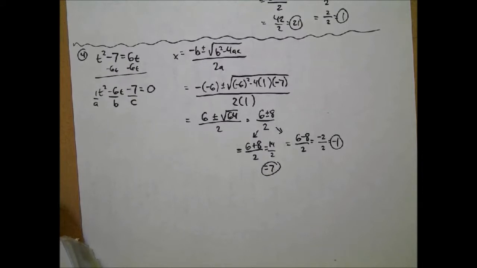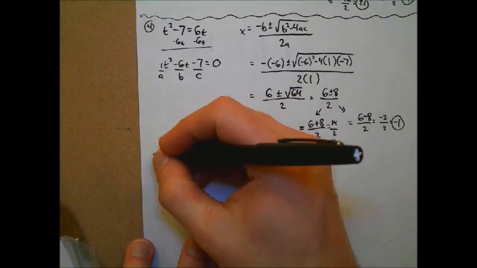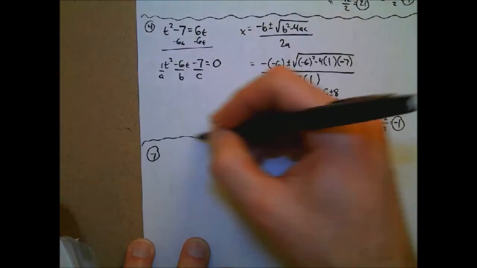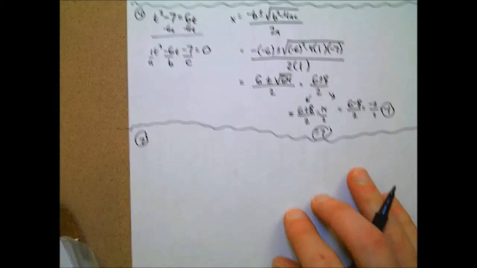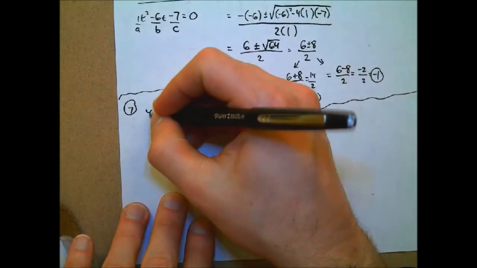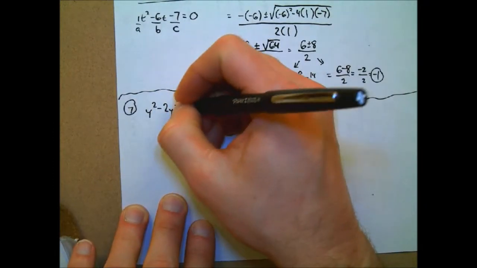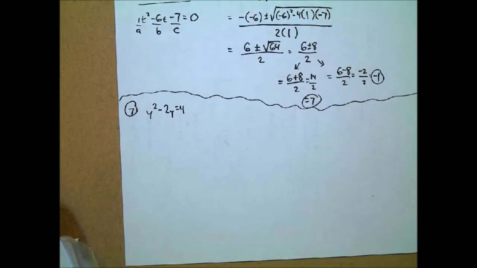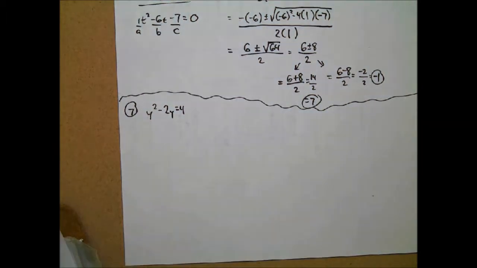Okay, number 7, we got y squared minus 2y equals 4. Okay, so Frank, are we in the correct format to use quadratic formula? No, what do we got to do? Subtract 4, so we're equal to 0 there. That's right. So we'll have y squared minus 2y minus 4 equals 0.